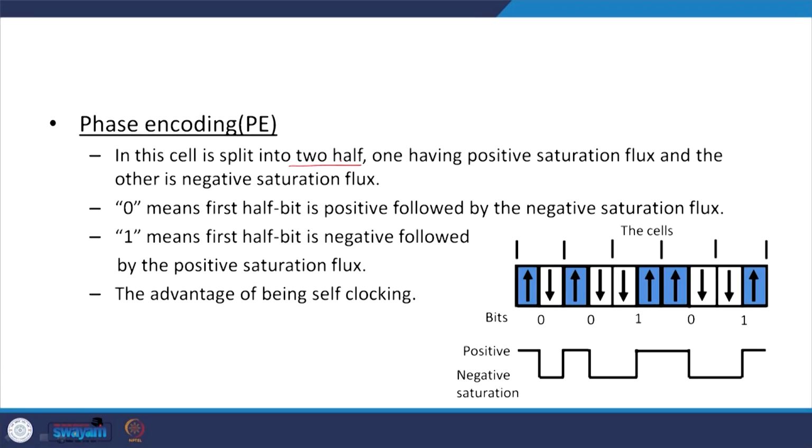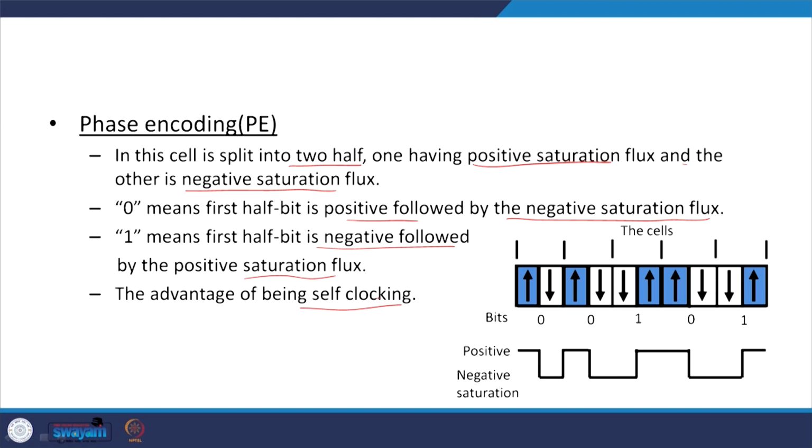The next way is the phase encoding. In this method the cell is split into two halves basically. One half is positive saturation flux and the other half is negative saturation flux. And 0 means the first half bit is positive followed by the negative saturation flux, and 1 means the first half bit is negative followed by the positive saturation flux. And the advantage of this method is that it is self clocking.